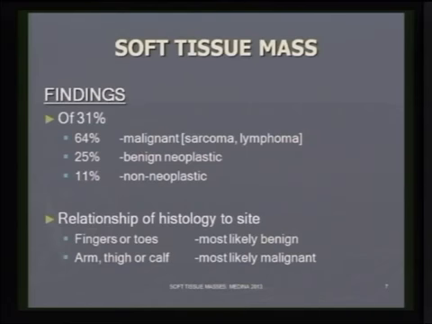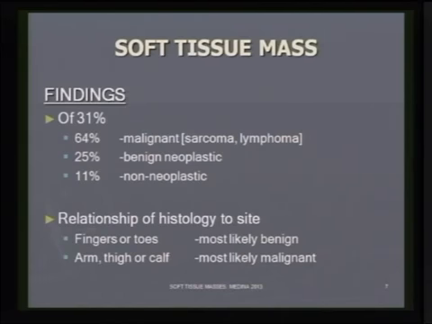Of the 31% with a soft tissue mass, 64% ended up having a sarcoma or lymphoma. So the finding of a soft tissue mass, the fact that you can see a soft tissue mass within muscle on the plain film, is very suggestive that we may be dealing with a malignant lesion. The implication being that the tumor is quite large because it cannot be differentiated in terms of contrast from the muscle. So to produce a soft tissue mass visible on plain film, it should be relatively large, which therefore indicates that it's more likely to be malignant.